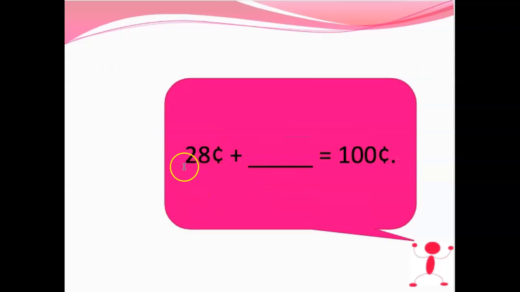So here's a bigger version of this. 28 plus blank equals 100 cents. If you haven't written this yet, please write it now. And then try and solve using the arrow way to count up to $1. So start with 28 and then add on to count up to $1 or 100 cents. Pause now to do that, and then I'll show you how I did that in just a second.